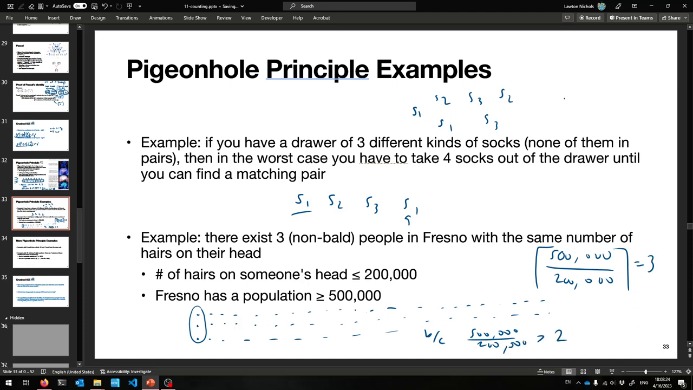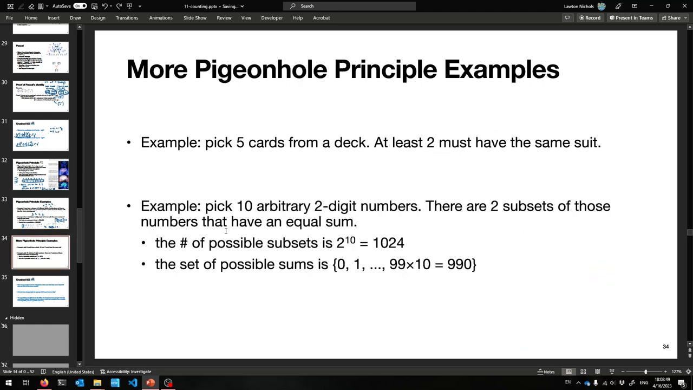If you try to spread them out as much as possible, make sure everybody has a different amount of hairs on their head, you're still going to have at least 3 people lining up with the same number. Isn't that amazing? So maybe you've run into your hair number count duplicate person in Fresno. You never know. So that's a fun example of the pigeonhole principle. Here are some more examples, and then I have a question for you.